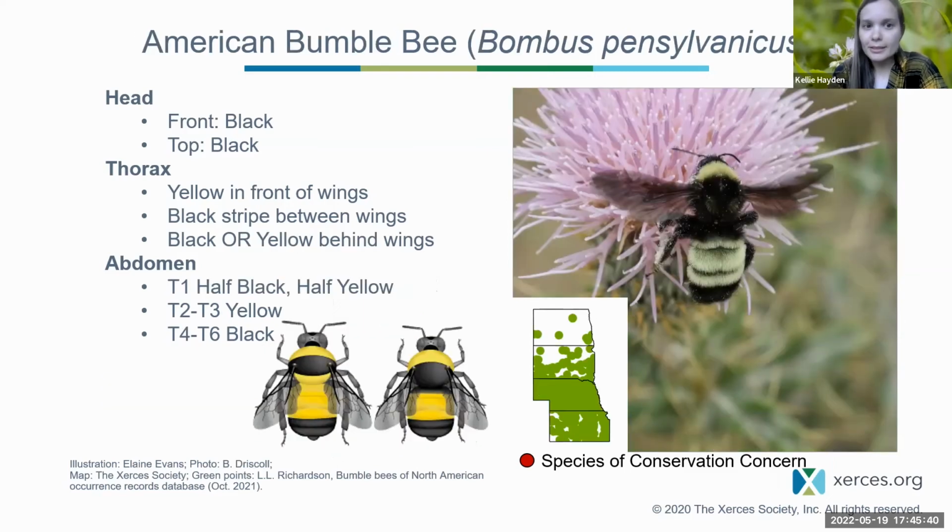All right, then the American bumblebee. The front and the top of the head all have black hairs. The thorax is yellow in front of the wings. There's that black stripe between the wings again. And then behind the wings, it can be either black or yellow. For the abdomen, this is kind of one of the defining characteristics for this species that I came across first. T1 is half black, half yellow. Then T2, T3 are yellow, and then the rest of the abdomen is black. When I've been in the field, I've noticed that this is a really striking species just when I see them foraging.